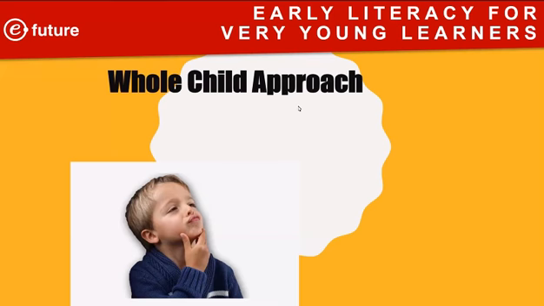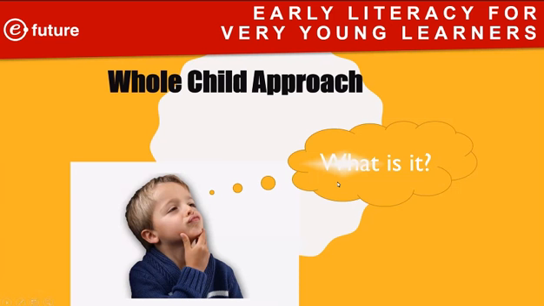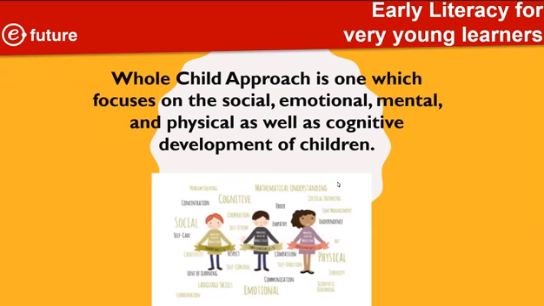So the whole child approach focuses not just on their cognitive development, not just learning English, but also on developing the other main skills that the students need. As you can see here in the definition, it focuses on developing their social, emotional, mental, and physical skills in the classroom. So not just English skills, but looking at them as a whole child.